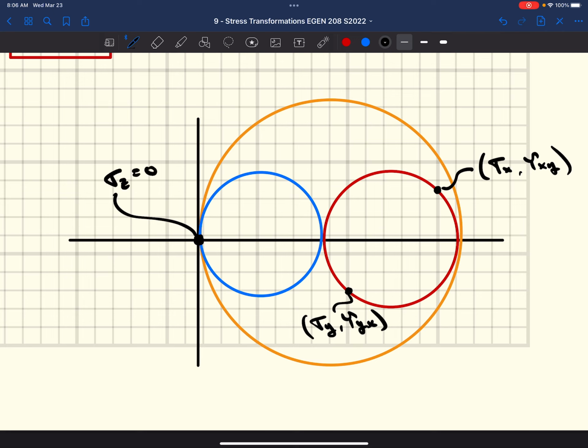All right, sigma z is 0, and we know tau xz and tau yz also equal 0. So if we started looking at the other 3 dimensions, the other slices of this box, we would have a point that sits right here, right?